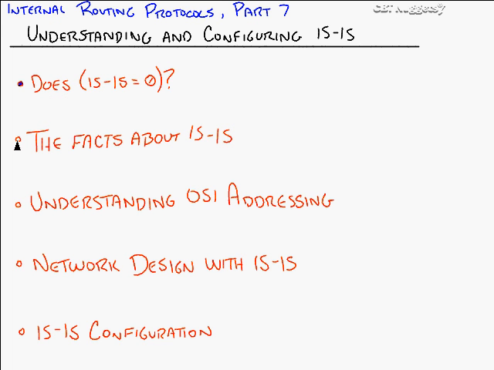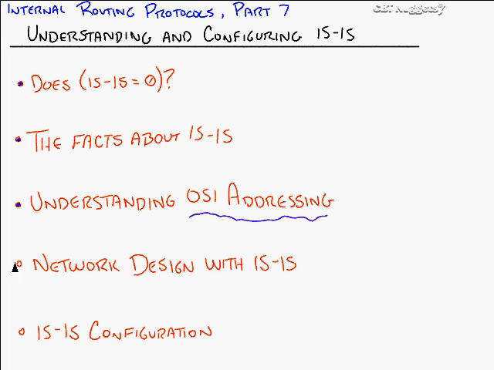We then got into the facts about ISIS, the fact that it is link state, the fact that it does run on OSI. It was designed for the OSI protocol, and because of that, we needed to understand the OSI addressing. And if there's one thing that I hope I adequately covered in this nugget, it was how to address your router and how to understand that OSI address, because that is the main part of ISIS that confuses people.